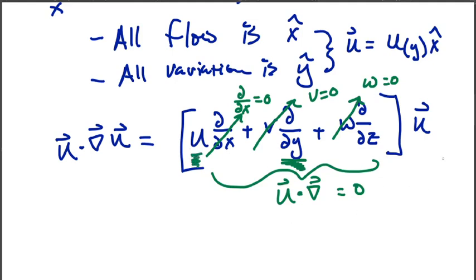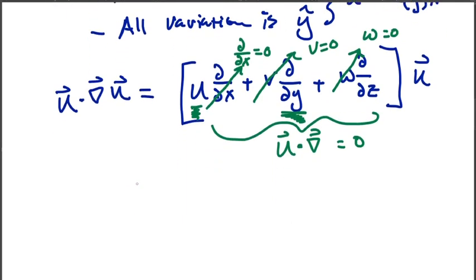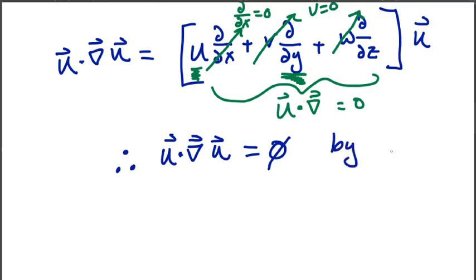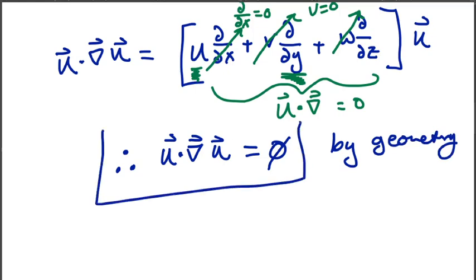Okay, so what that means is that for any speed of flow in this simple laminar flow system, u dot grad u is 0, not because of anything about the amplitudes of u, but because of the geometry of the problem. So this is true for all amplitude values of u, and this is a quite powerful statement.